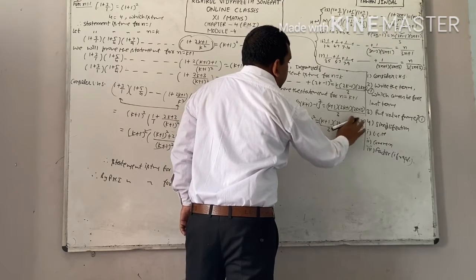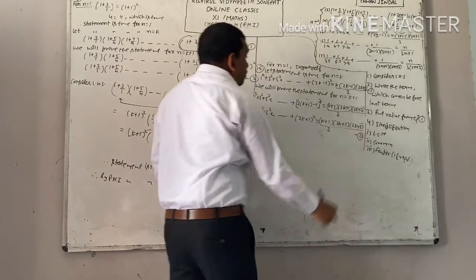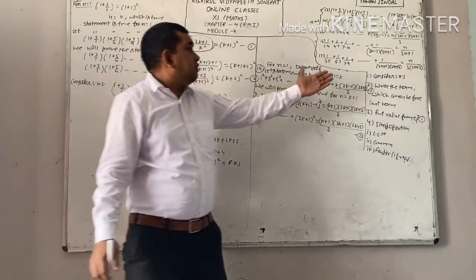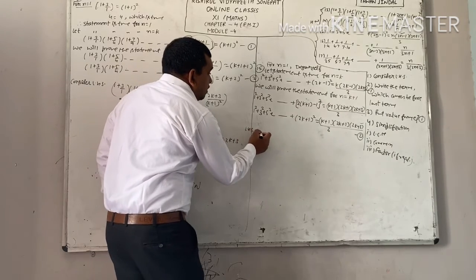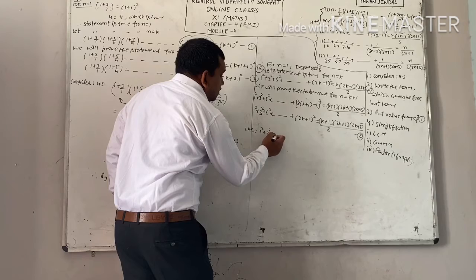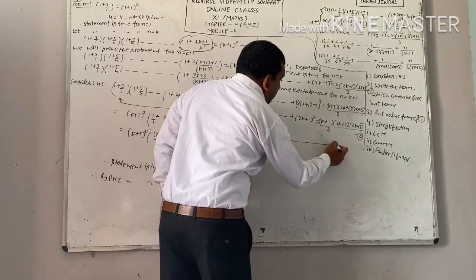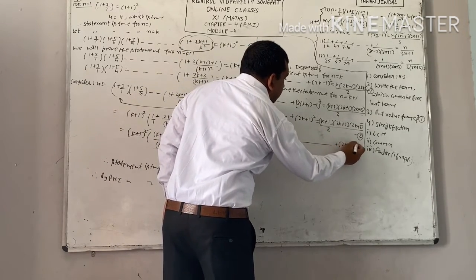Say this is equation number 2. Now how will you prove equation number 2? I told you the method. First step, consider the left hand side. Left hand side is 1 square plus 3 square plus 5 square plus up to so on, 2k plus 1 whole square. This is your left hand side.